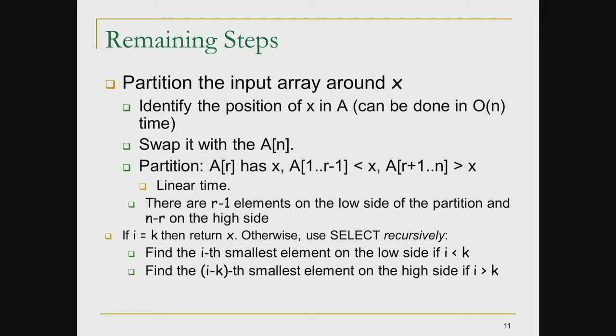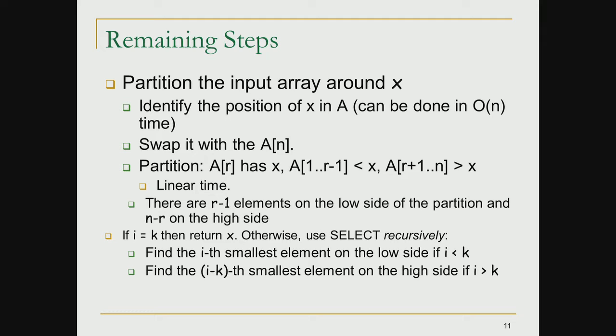r such that A[r] has x, and the elements in the indices 1 to r-1 are smaller than x, and the elements in the indices r+1 to n are more than x. This is exactly what we want. There are r-1 elements on the low side of the partition and n-r elements on the high side of the partition. So, the algorithm is almost complete now.